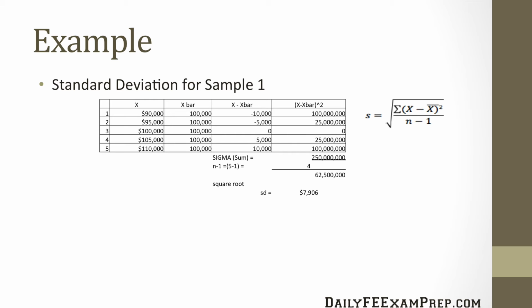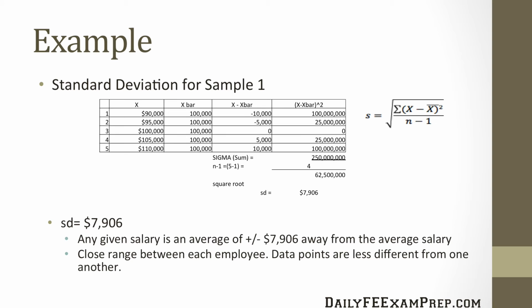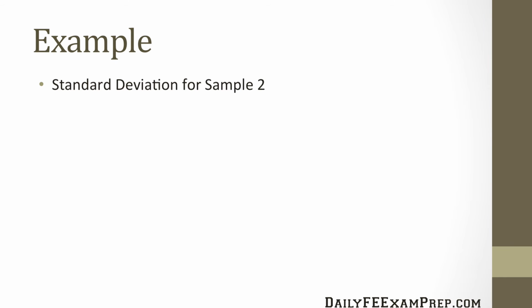And finally, I just took the square root of that to get the standard deviation, and I ended up with a standard deviation value of $7,906. Okay, so what that's telling us is that any given salary is an average of plus or minus $7,906 away from the average salary, or the mean salary. And so here we have a close range between each employee. Now, the data points are less different from one another. That's what that means.